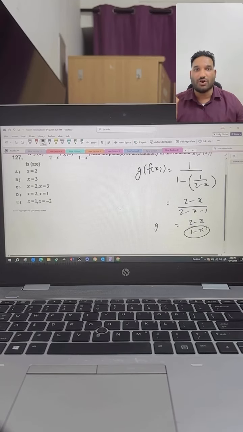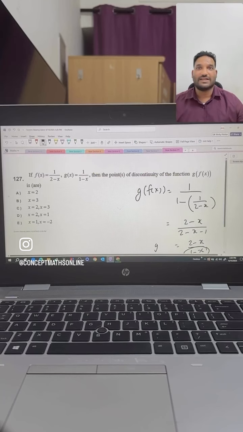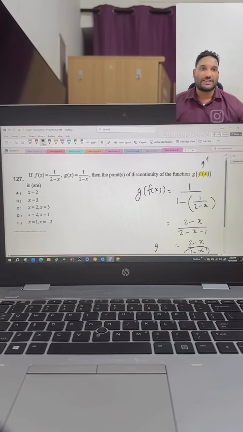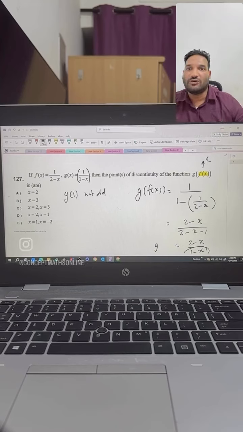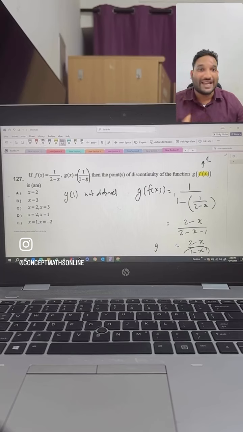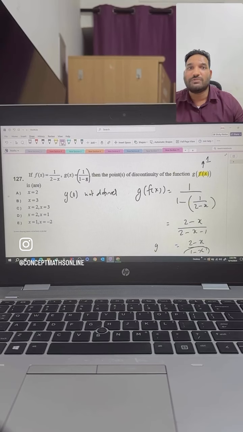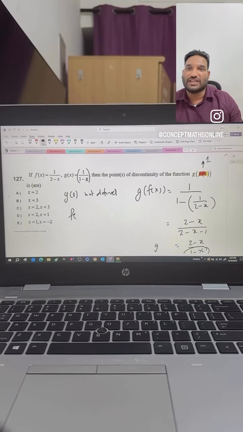But that is wrong. The exact method is that you need to check where f of x becomes 1. When f of x becomes 1, g of x is not defined. Why? g of 1 is not defined. You can check it from g of x: it is not defined at the point where x is equal to 1. That is, g of 1 means f of x should not be equal to 1.